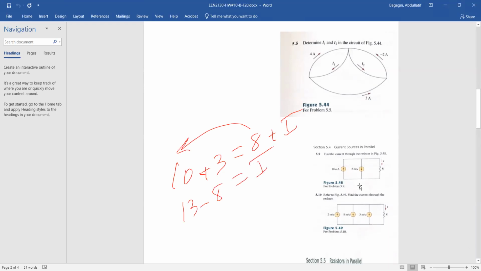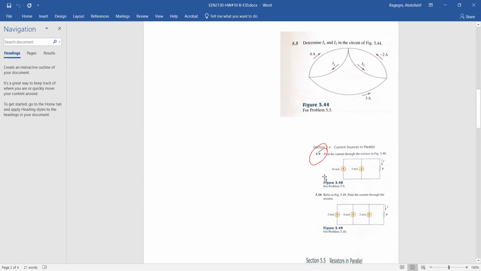This one, same thing, even 5.9. Is this 5.9 or 5? Oh, this is 5.10. Wait a minute. I think I mixed the two problems. I looked at the 5.9, then I looked at the 5.10. So let me clear this one and do the 9.